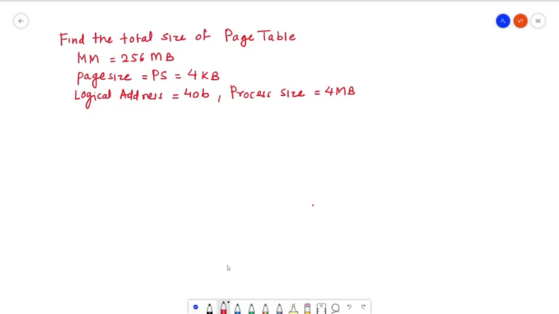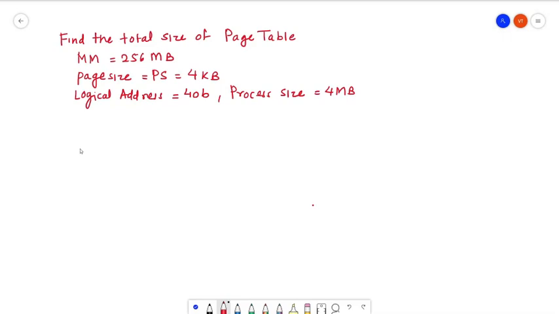Okay, now we'll solve one more problem based on page tables. Here they have asked to find the total size of page table, and what are the things given? Main memory size is given as 256 MB, page size is 4 KB, then logical address is 40 bits, and process size is 4 MB. What we have to calculate is the total size of page table.